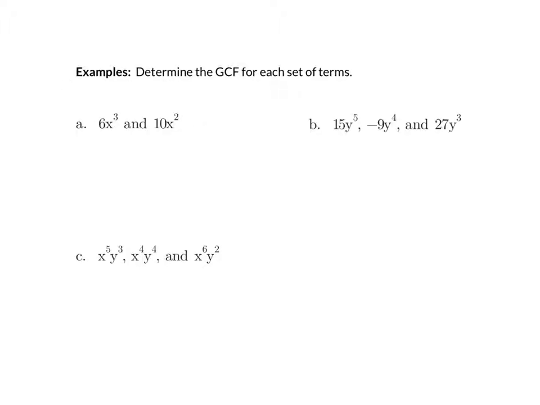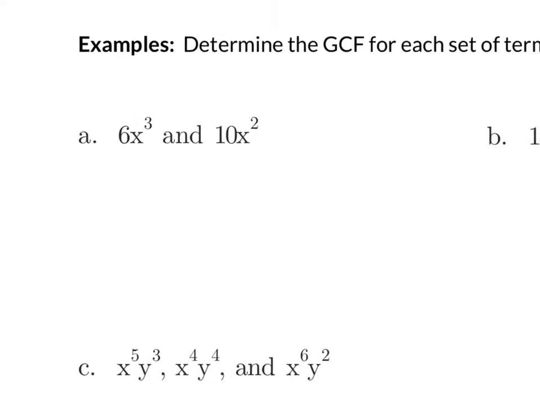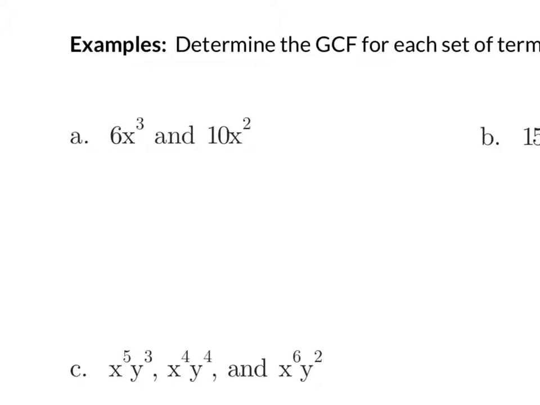So let's look at some examples. Note here, all we are doing is finding the GCF. So if we look at example A, we have 6x cubed and 10x squared. As I mentioned, the first thing we want to do is look at the numbers and then look at each of the variables. So 6 and 10, we want to think of what is the largest number that divides into 6 and 10. They are both even, which means that they are both divisible by 2. And 2 is the largest number that goes into both.